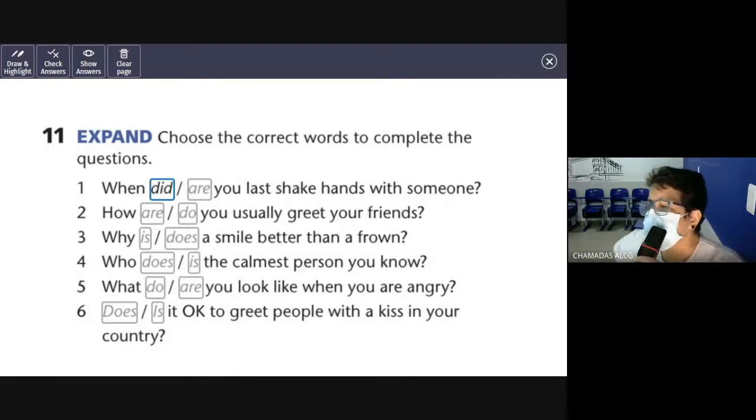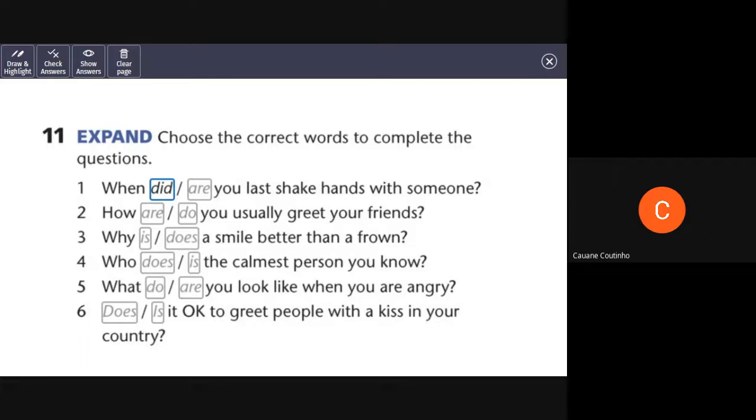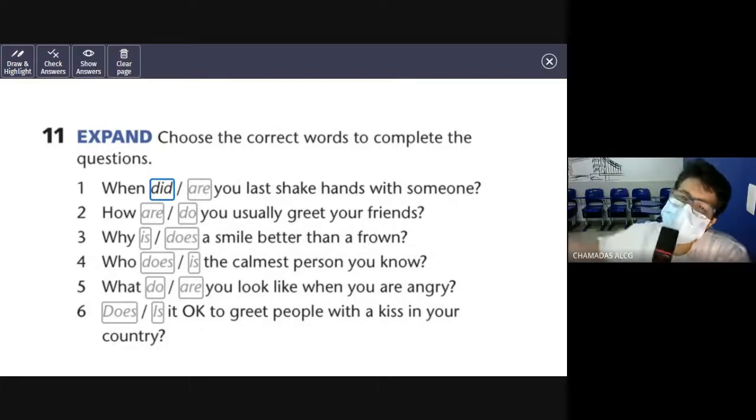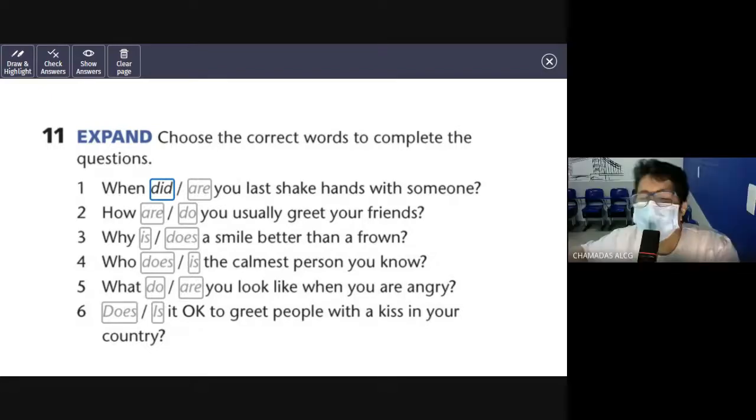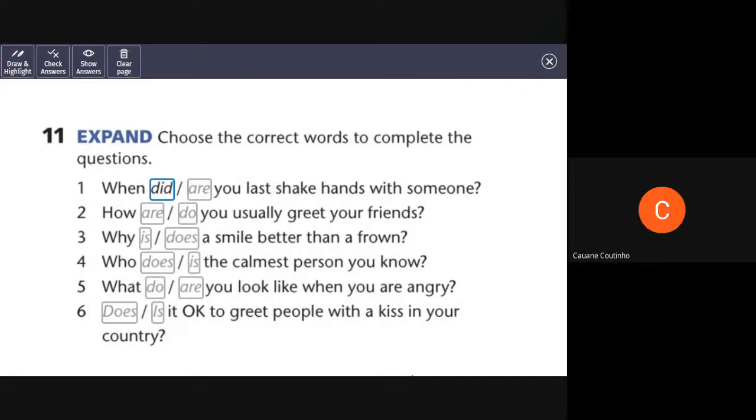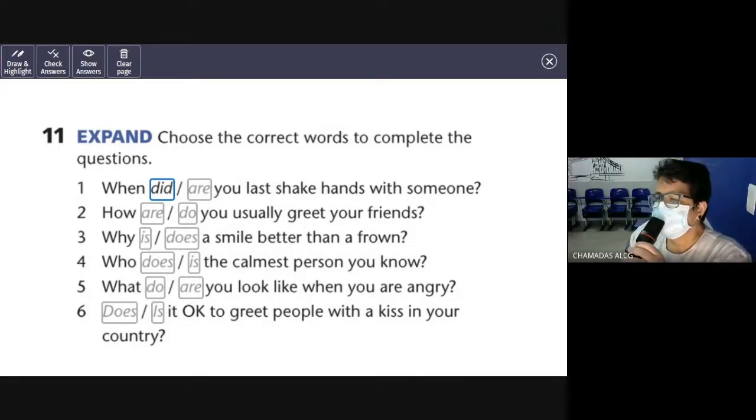When did you last shake hands? Shake hands, don't know, but something like hug a new people. Okay. Yeah, hug a new people. Do you remember the last time? It's been a long time. A long time.